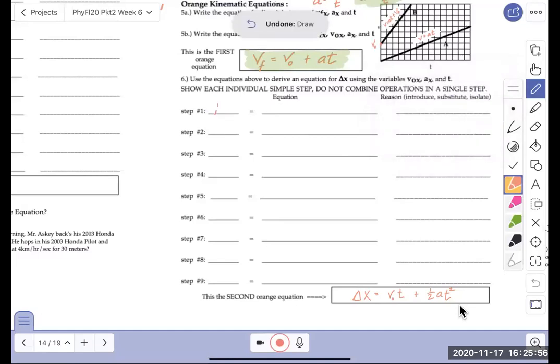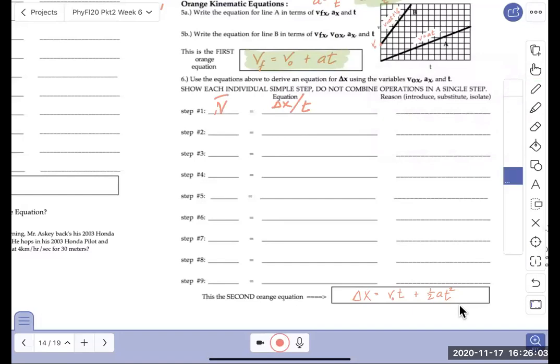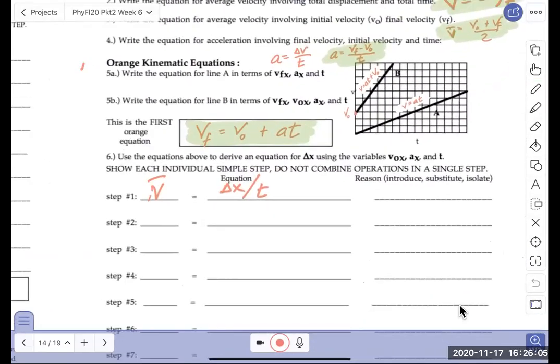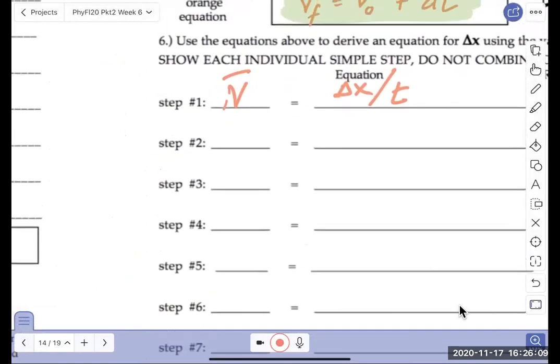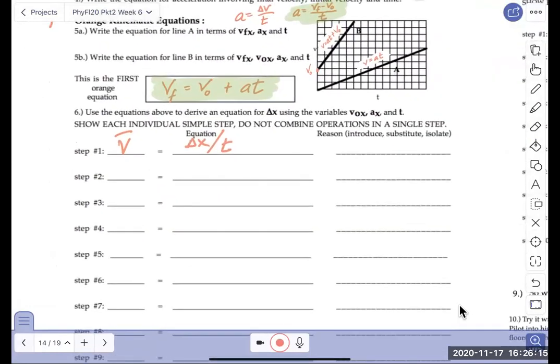So we have V bar equals delta X over T. Delta X over T, that's what I had. I was thinking tau, right? We're not using tau. So just plain V bar. So the reason for that is intro.